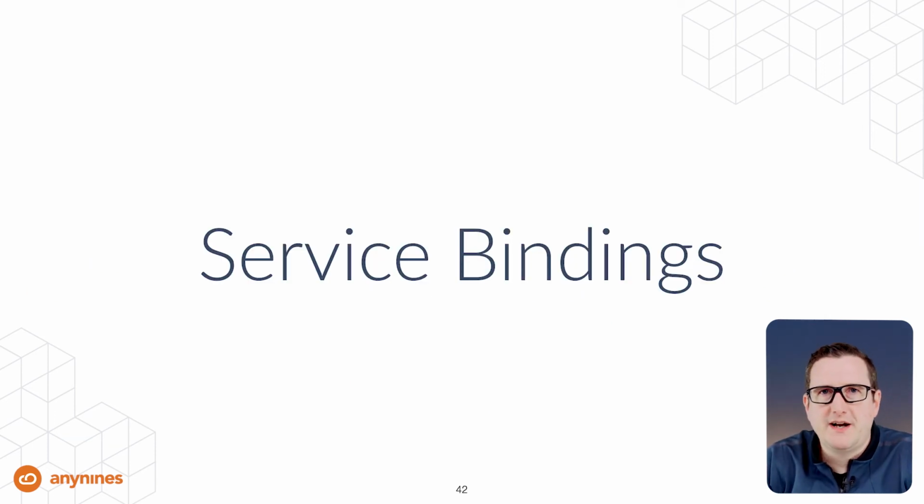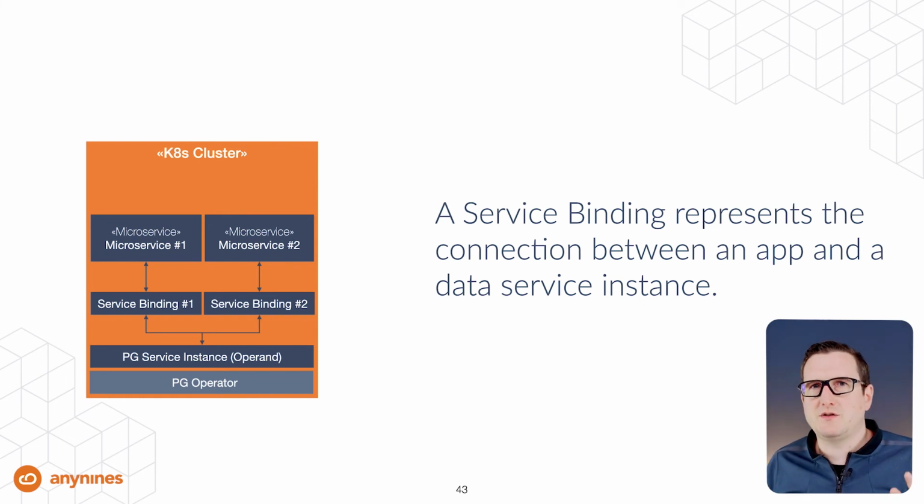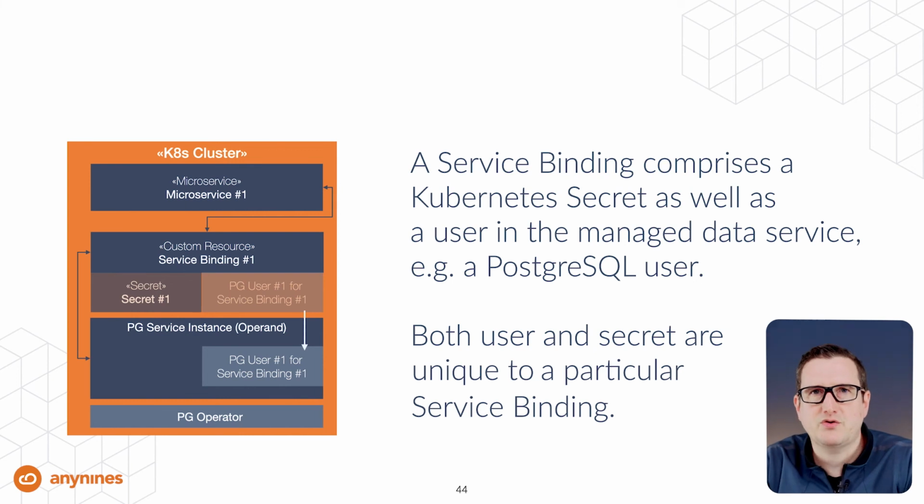We've talked about service bindings quite a few times, but what is a service binding? Because it's not common terminology in the Kubernetes ecosystem. The term has been borrowed from the Open Service Broker API specification, which emerged in the Cloud Foundry ecosystem, and basically represents an abstraction that allows applications to connect to a data service instance in a secure way. It is doing that by, for example, creating a secret and a Postgres user.